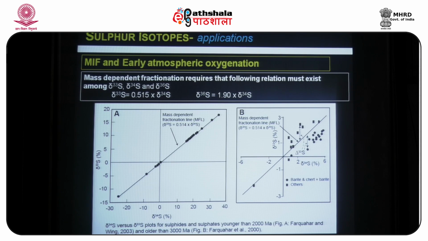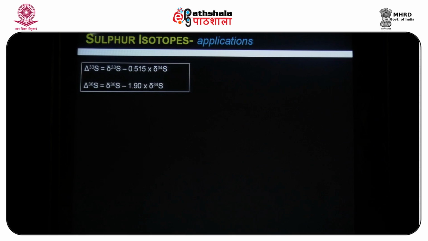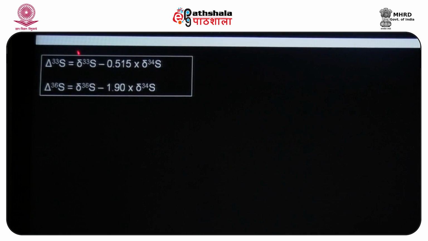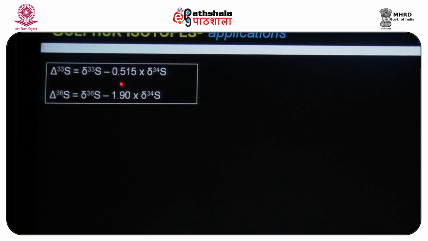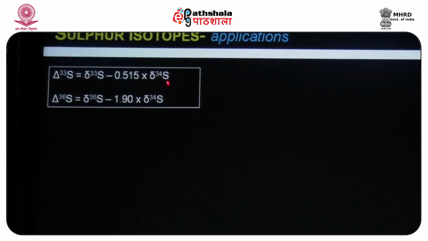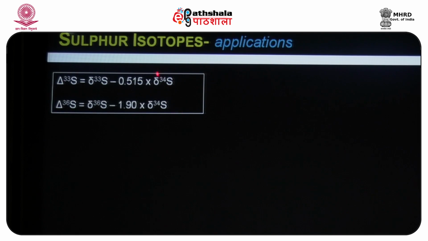Now, what is the quantum of these sorts of fractionations? The quantum of the fractionations is expressed by cap delta 33S and cap delta 36S. What is cap delta 33S? This is the difference between the delta 33S obtained from the sample minus 0.515 times delta 34S, which is what is expected for mass dependent fractionation. Similarly, cap delta 36S is expressed as delta 36S minus 1.90 times delta 34S.